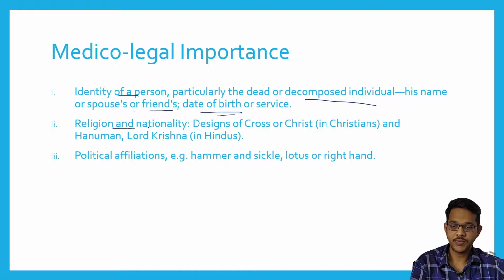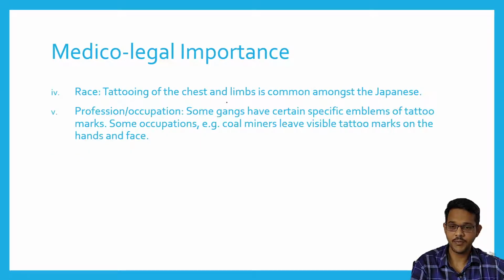Tattoo marks can also be used to know the nationality and religion of the person, like the design of the cross of Christ in Christians, or the design of Hanuman, Lord Krishna, or Om in Hindus. Political affiliations, for example hammer and sickle, lotus, or right hand. So sometimes the political affiliation of that person can be known.